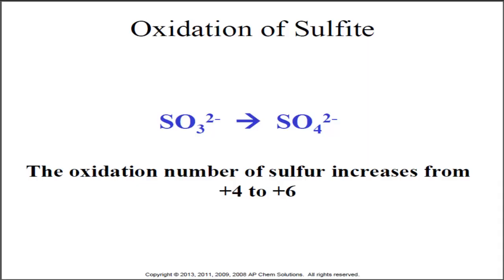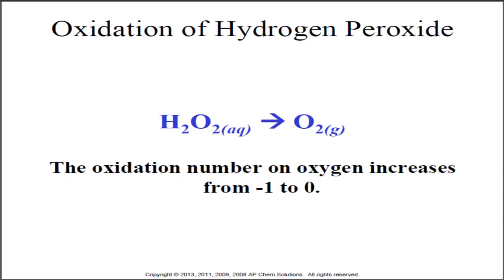The oxidation of sulfite happens when the oxidation number of sulfur increases from +4 to +6. This is another special type of oxidation. Hydrogen peroxide, your oxidation number for oxygen increases from -1 to 0 here.